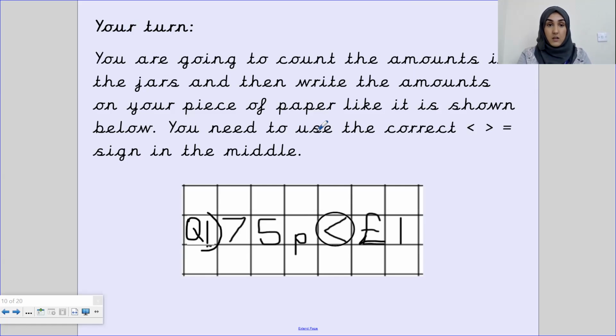Okay. On your piece of paper, like it is shown below, you need to use the correct more than, less than, or equal to sign in the middle. So if you are doing challenge 1, question 1, this is just an example. This is not necessarily the answer. You will do question 1, then put 75p. Make sure you put your pence sign and your pound sign is less than £1. Okay, so this is what it should look like.